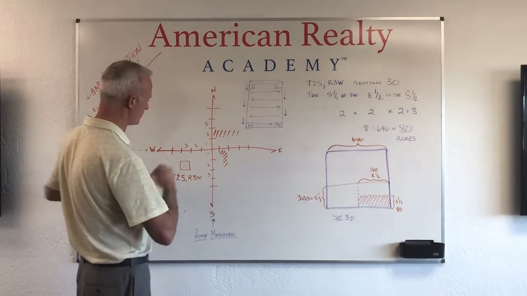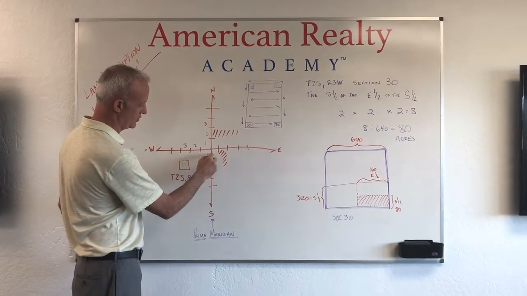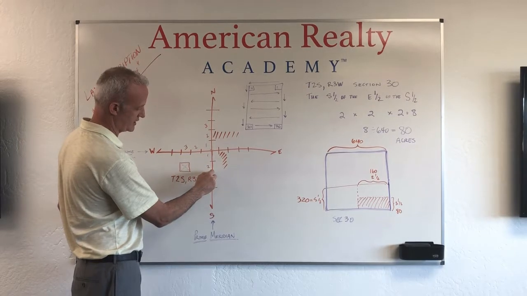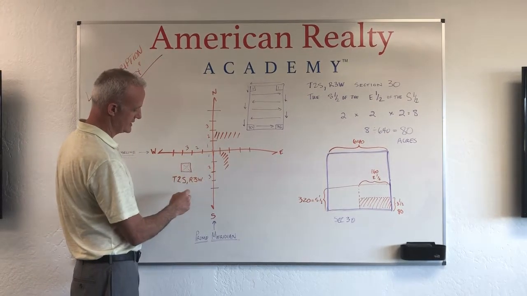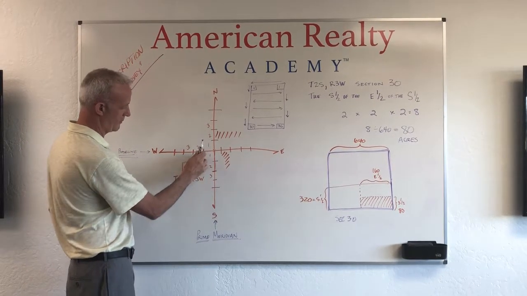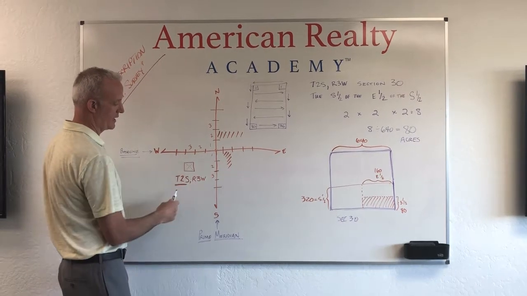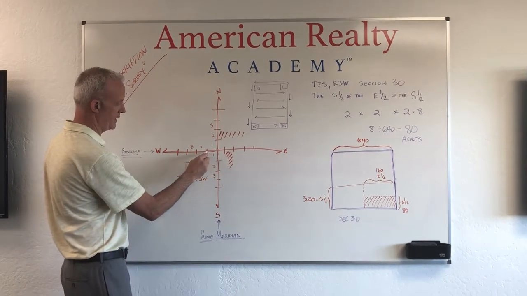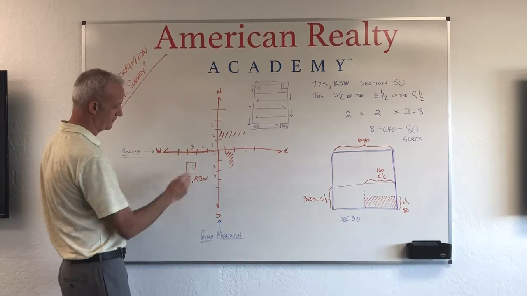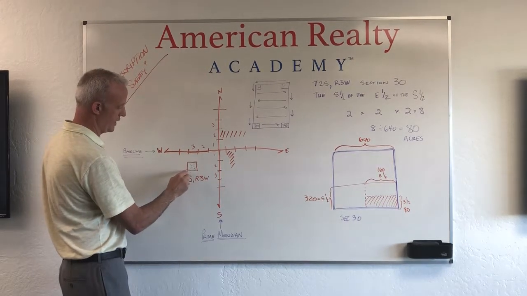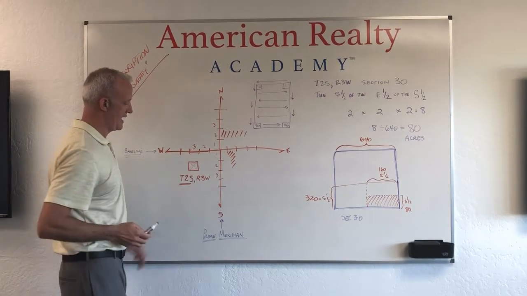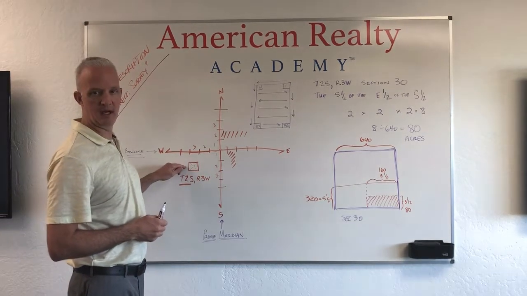Very simple. Starting off with the tiers, we drop down 6 miles, we drop down another 6 miles. We are now at our second tier, south of our baseline. Now we have to find the range. We're going to go 1, 2, 3. 3 ranges to the west of your prime meridian. That is the township of which we are trying to find.